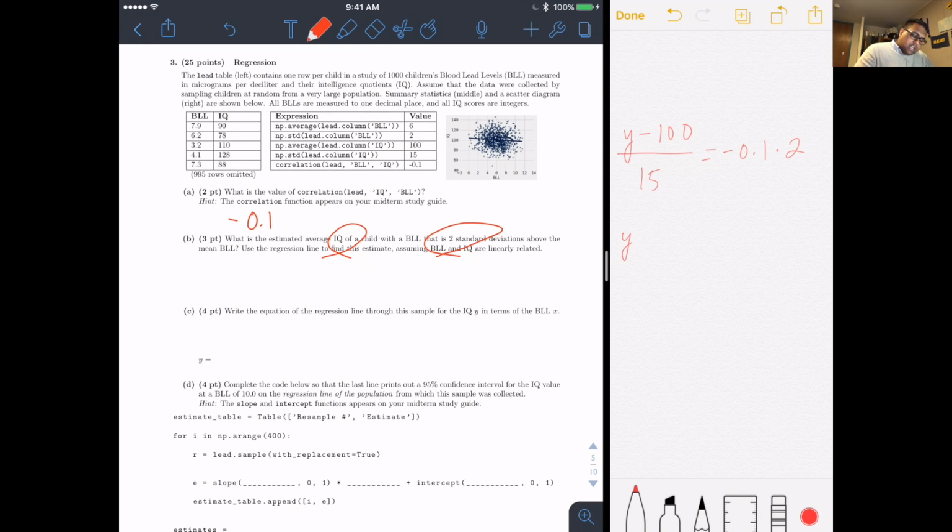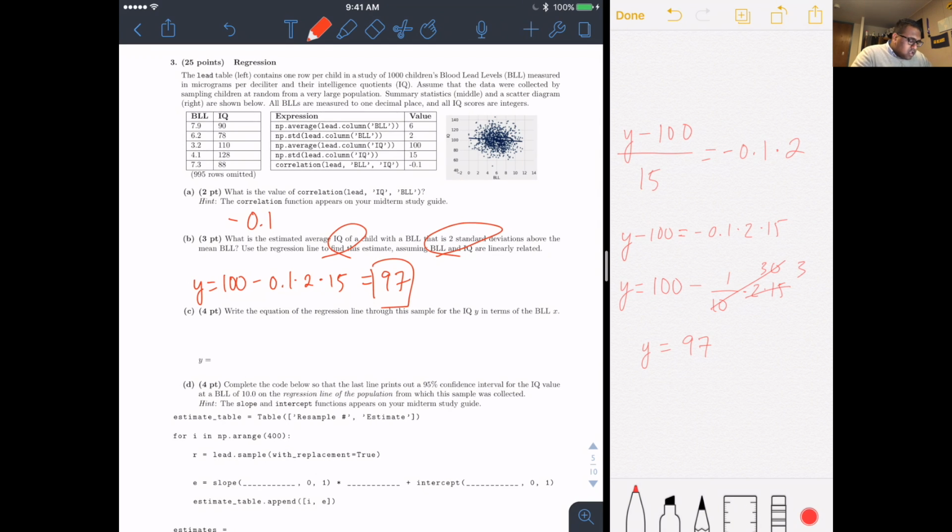So Y minus 100 is then equal to negative 0.1 times 2 times 15. So then Y is equal to 100 minus a tenth of 2 times 15. And we know 2 times 15 is 30, so this whole thing is 3. So our estimated IQ then is 97. So, you know, we'll show a little bit of work here. We have Y is equal to 100 minus 0.1 times 2 times 15 is equal to 97.